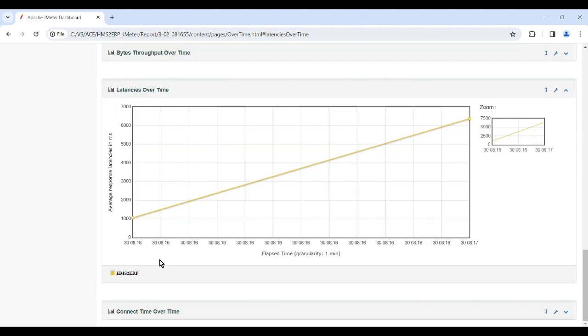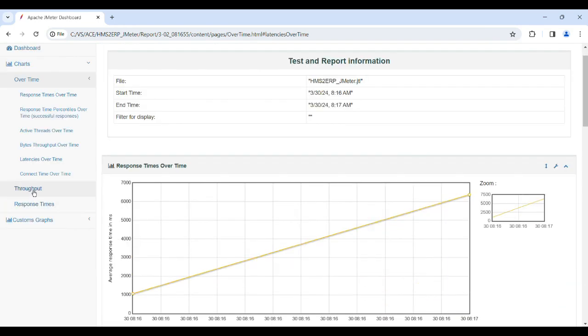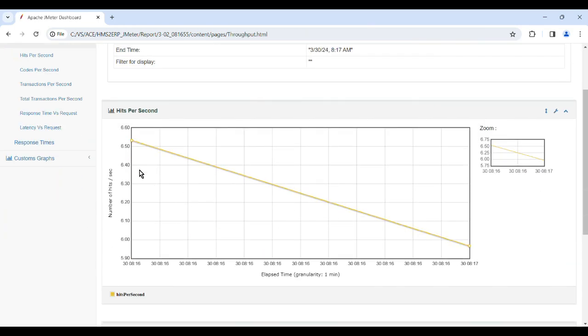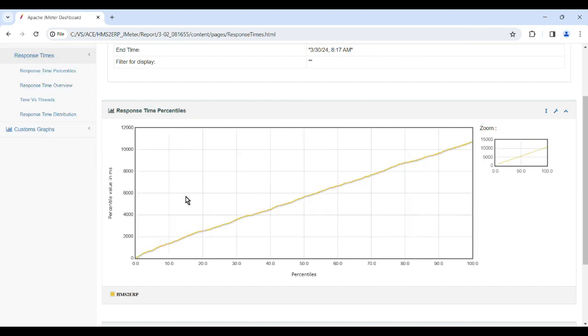Latency is important. The latency, that is the delay in the responses which we are receiving from the web service, has increased as the load increased. Let me navigate to the throughput. So initially the throughput was high, which is good, but as the load increases, the throughput has decreased, which is not a good factor.